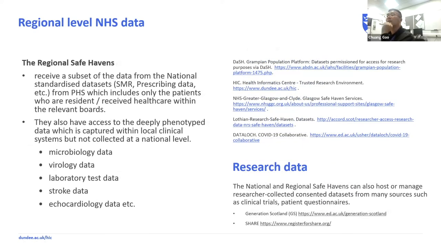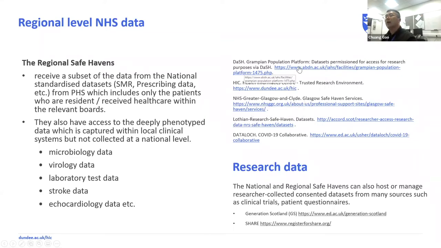And then regional level NHS data. Regional Scottish safe havens receive, in general, two types of data. They receive a subset of the data from the national standard data sets, the SMRs and prescribing data from Public Health Scotland, including all patients who are residents or receive healthcare within their relevant boards. They also have access to deeply phenotyped data, which is captured within their local clinical systems but not collected at a national level. There is quite a lot of data like that. Some examples are the stroke data, the echo data, and the laboratory test data. The regionally available data is quite different for each safe haven, so each of them publishes its own data catalog on its own website. The links are here.